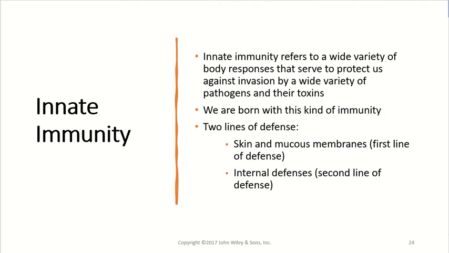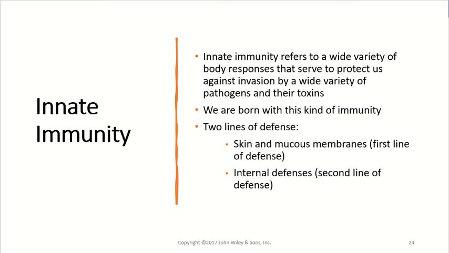So those are our main organs and tissues that are associated with the lymphatic system. So now, moving forward, we're going to look at the different types of immunity that are provided by this lymphatic system, starting with innate immunity. This is going to refer to a wide variety of bodily responses that are going to serve to protect us against any kind of invasion by a wide variety of pathogens and their associated toxins. So we're born with this kind of immunity. We have it from the very start.